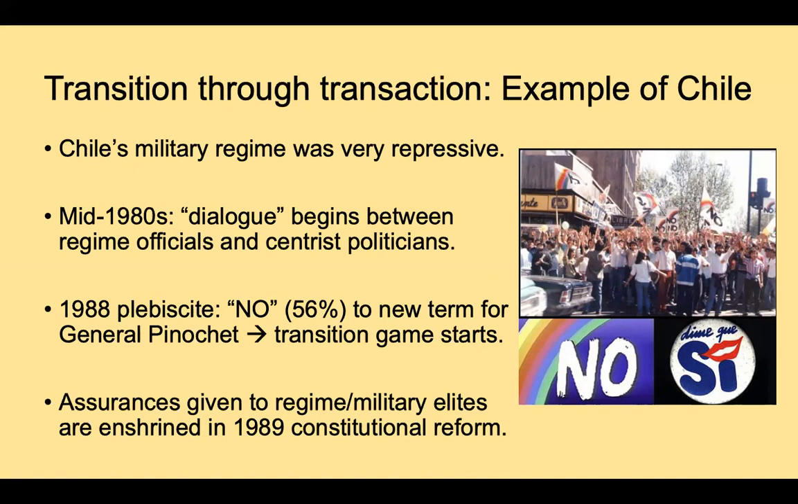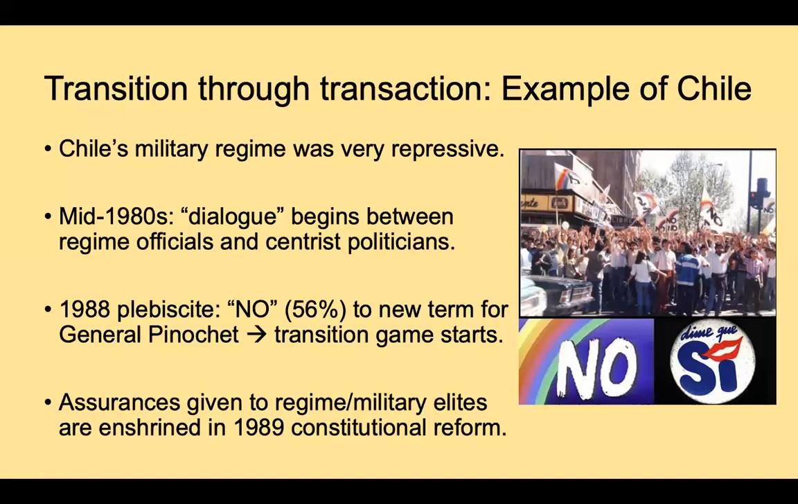And the assurances that they were provided were both electoral in the form of unelected senators, in the form of supermajority requirements. They got economic benefits in the form of military levies, budget floors, control of enterprises. They also got institutional guarantees in the form of human rights amnesties, veto power, an arbiter role. There were even others that we didn't list off that they were able to obtain. All of those assurances were enshrined in the 1989 constitutional reform.